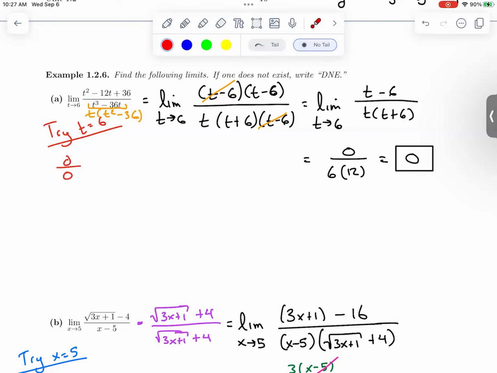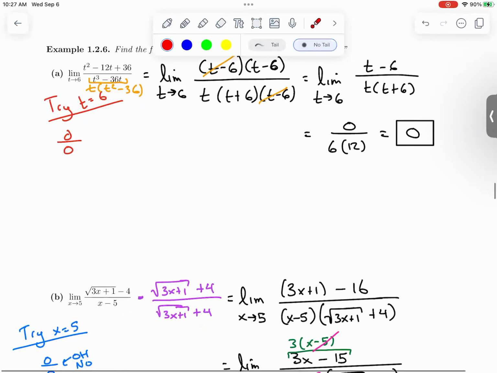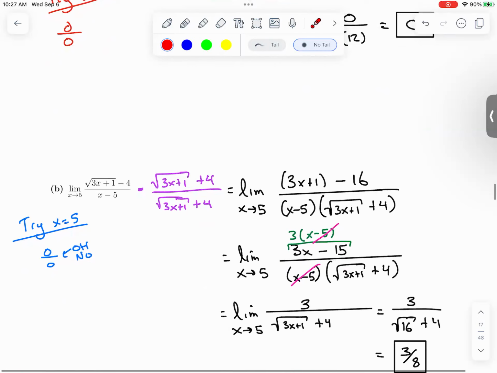So we write our answer, which is 0. Last one here. It's got a radical. First thing you should think about when dealing with radicals is, man, I hate dealing with radicals and I want to get rid of it. So you'll multiply by the conjugate.